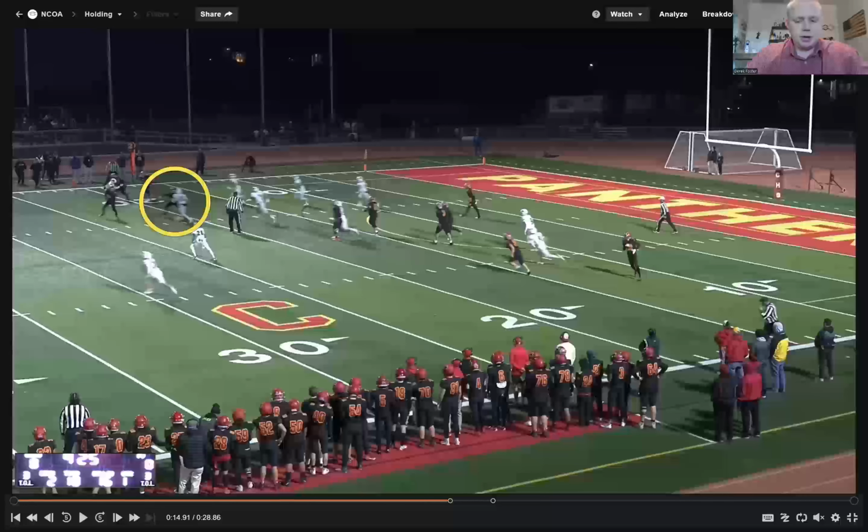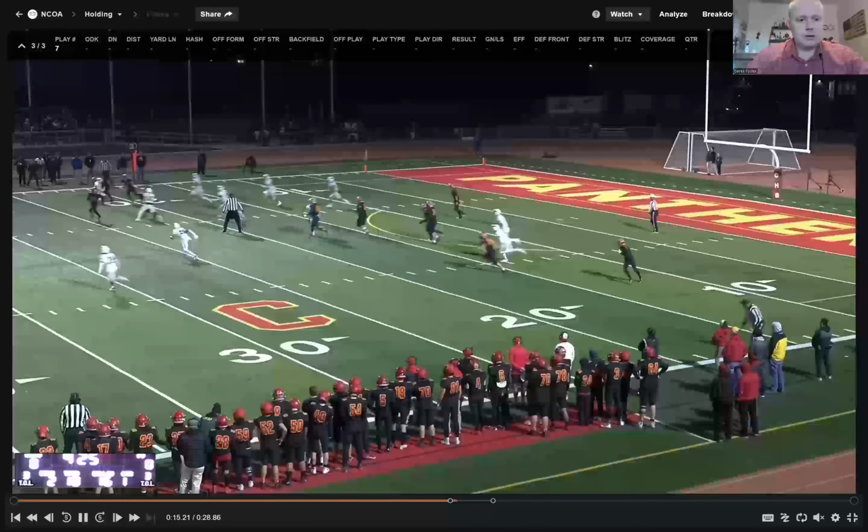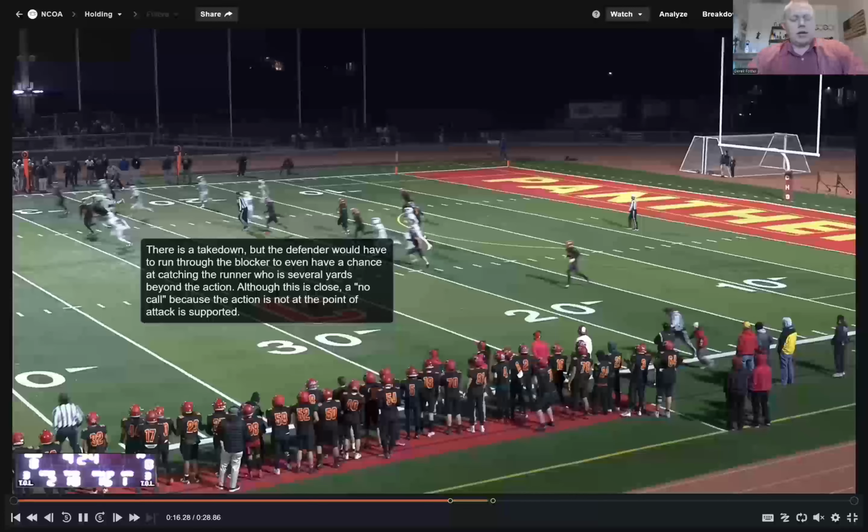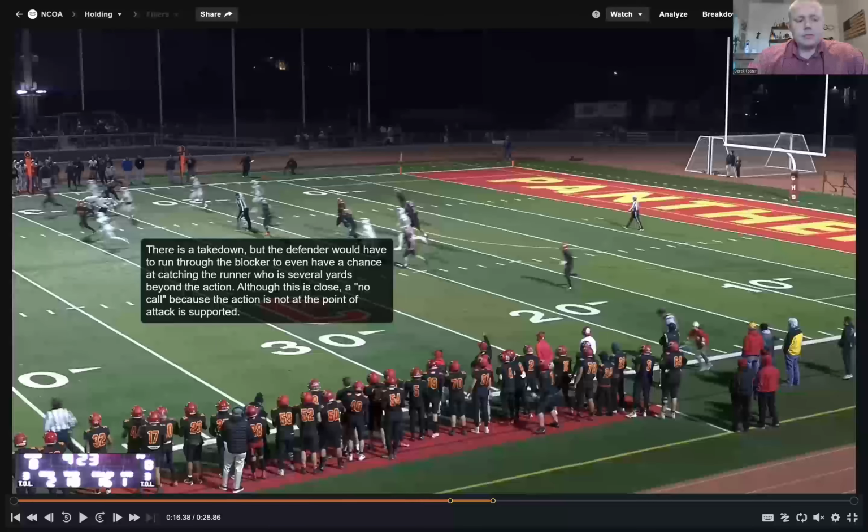All right, there's the matchup we are going to be looking at. Okay, so this ends up being a takedown. Now we have material restriction, and the question is, was this at the point of attack? And I'm going to be honest, it's close. But this video doesn't do a great job of showing us the depth perception, how far laterally the ball carrier was from this action. It's several yards behind the ball carrier. Ball carrier's here, the action's here. But we also have several yards laterally between the two.